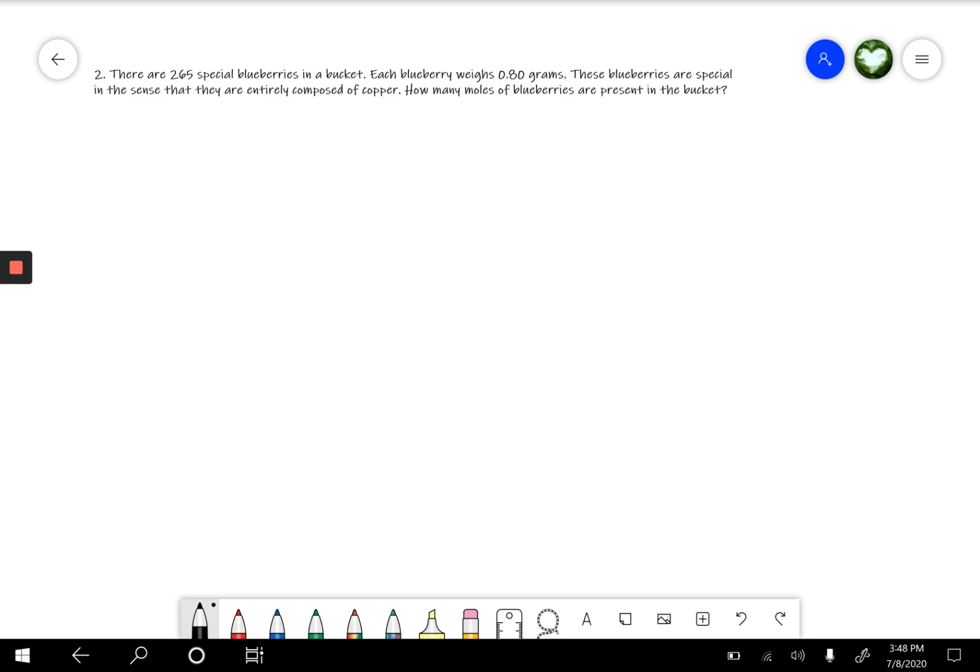Now we're going to go on with number 2. Number 2 says that there are 265 special blueberries in a bucket. Each blueberry weighs 0.80 grams. These blueberries are special in the sense that they are entirely composed of copper. How many moles of blueberries are present in the bucket? We're going to start off with our start and end procedure. We're starting off with 265 blueberries, which I'm going to shorten to BB, and we want to end with the moles of blueberries.